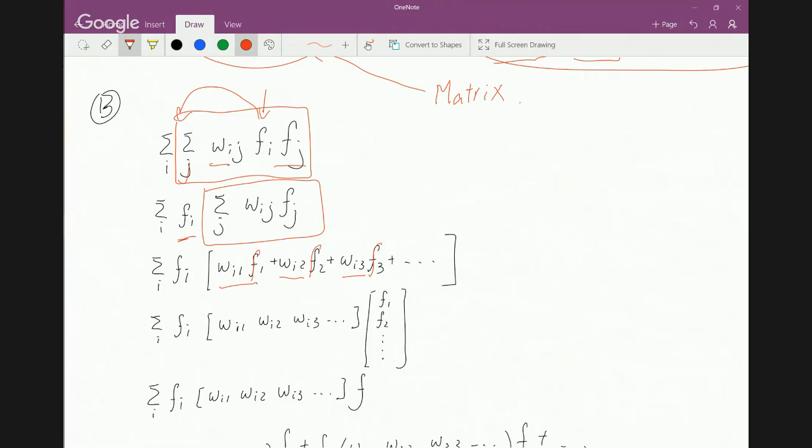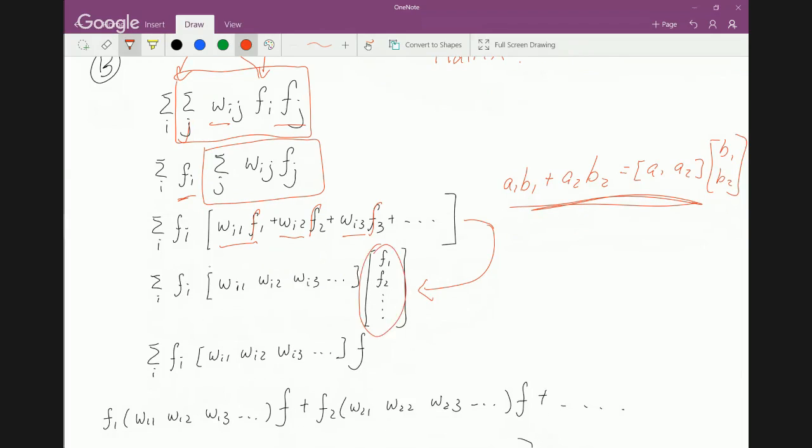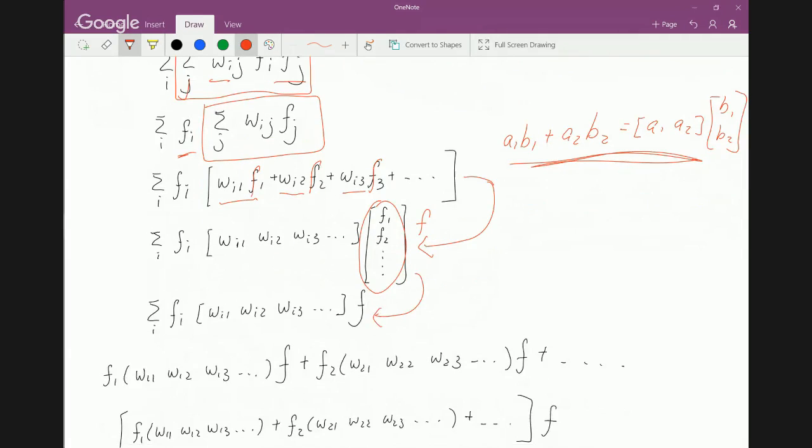Now, this could also be vectorized into this form. It's easier to see this. If we have A1, B1 plus A2, B2, that is equal to A1, A2 times B1, B2. It's the same thing. So I am using this relationship here on this right here. Well, what is this? Like I said, that's just F. And therefore, I just write F here.